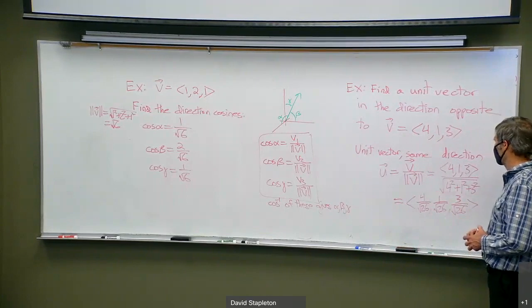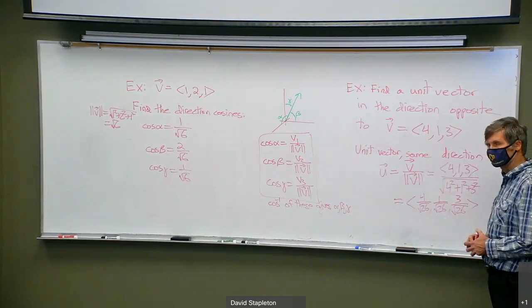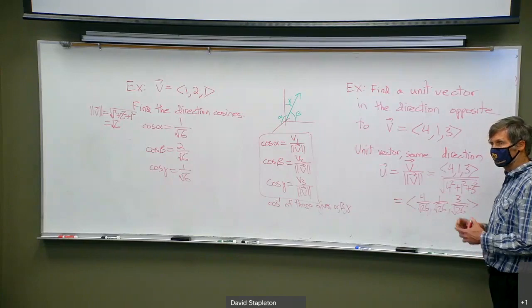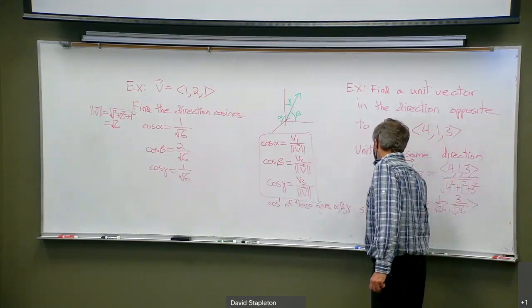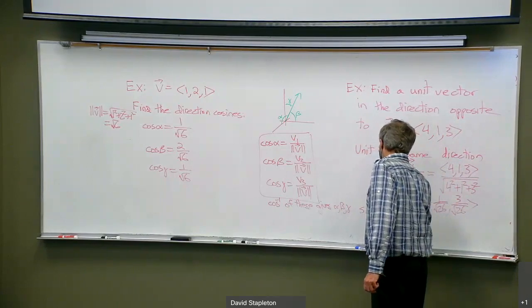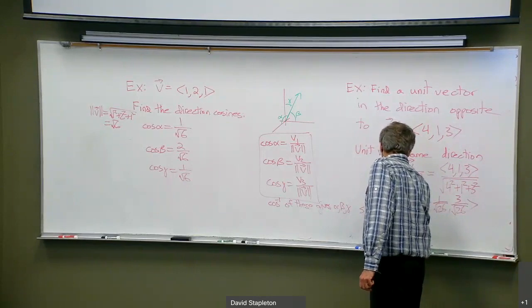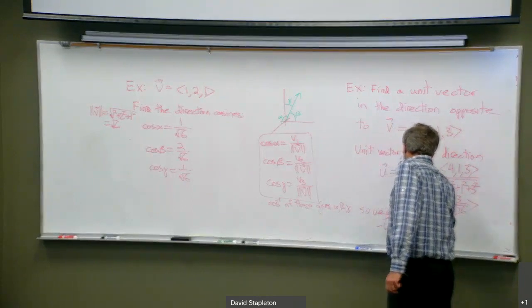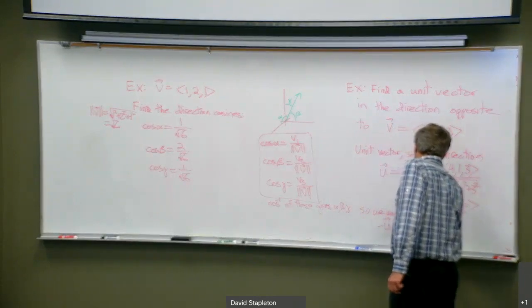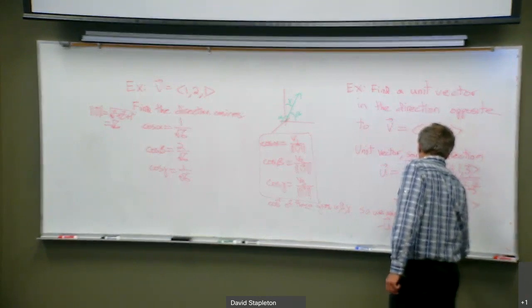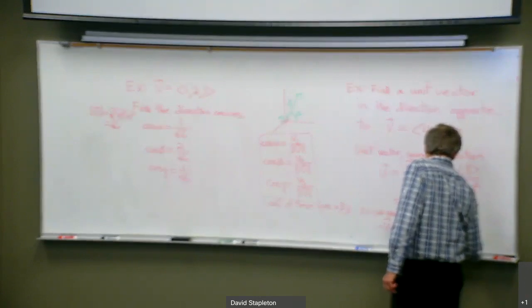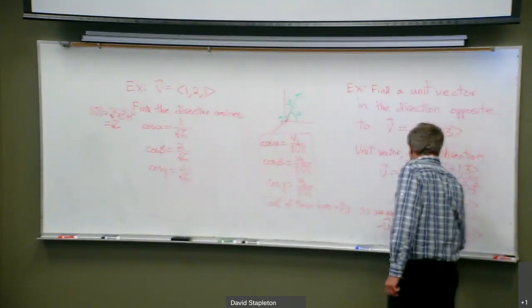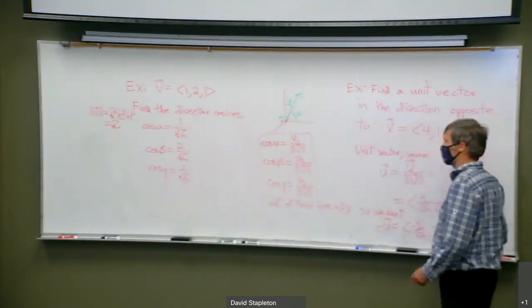So what's a unit vector in the opposite direction? Just multiply by -1. So we want not this vector, but minus u. Mine is -4 over square root 26, -1 over square root 26, -3 over square root 26. That gives you a unit vector in the opposite direction. So sometimes you'll see these kinds of things.